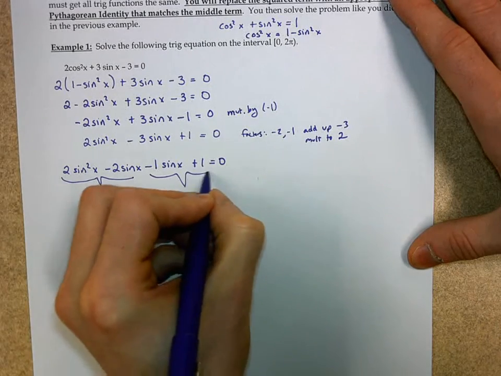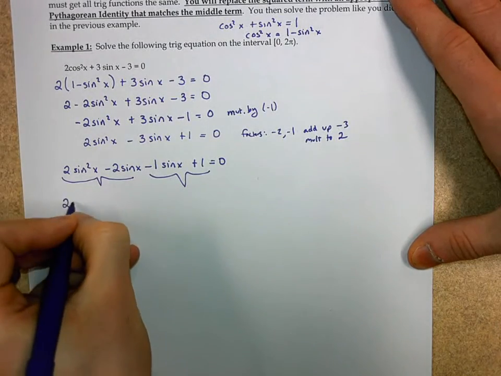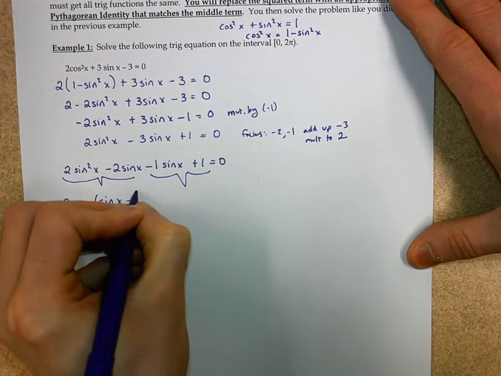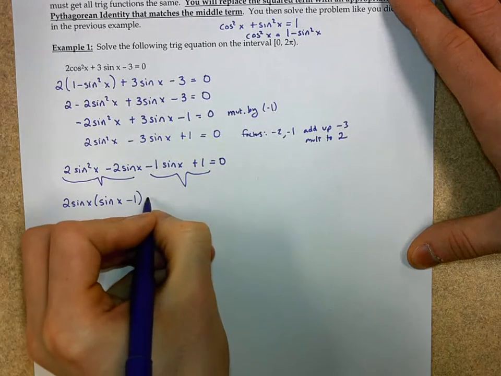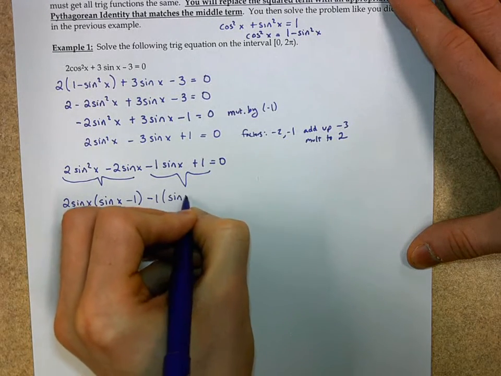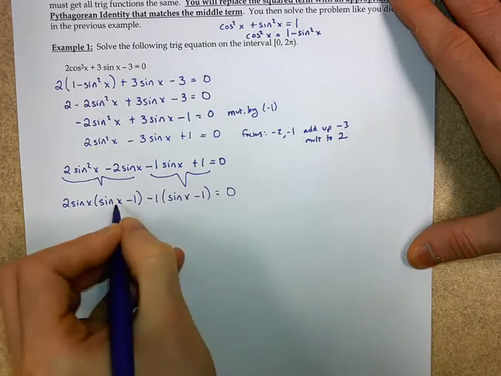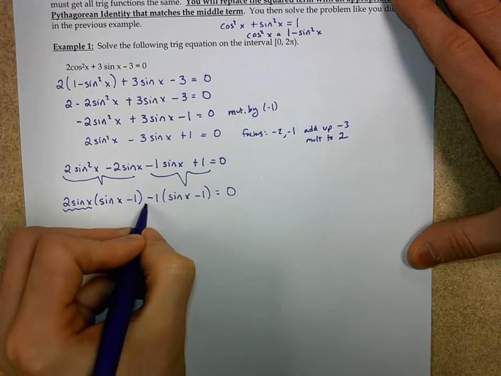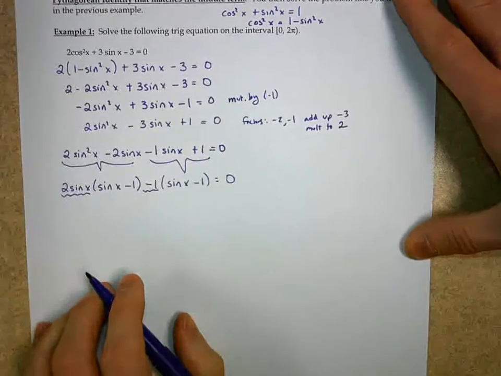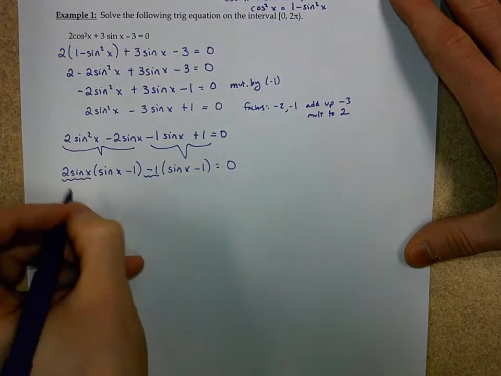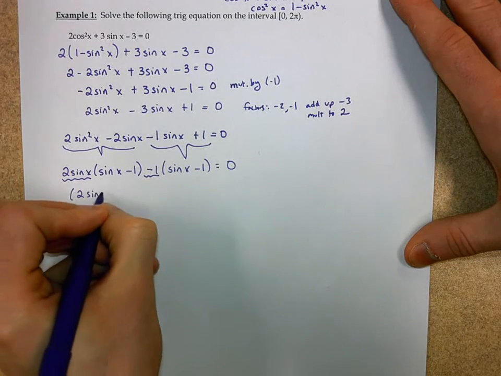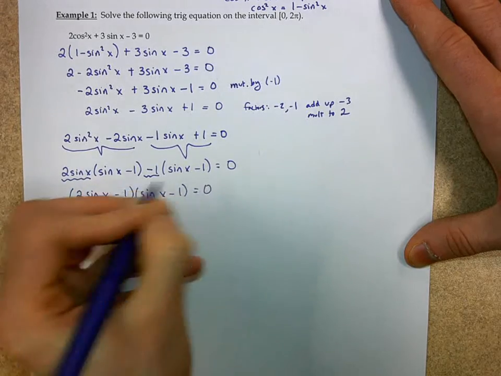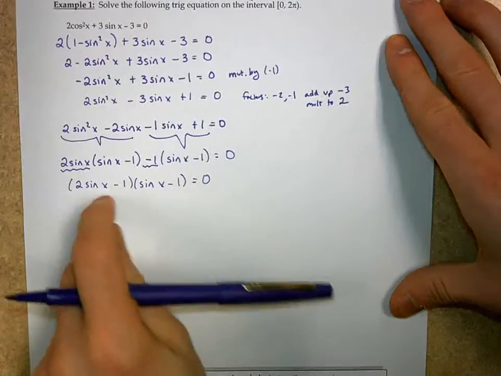Then I can do my factor by grouping. And from the first I can pull out a 2 sine of x. And I'm left with sine of x minus 1. From the back I can pull out a minus 1. And I get a sine of x minus 1, because I need both of those quantities to be equal. Now I can set everything outside the parentheses as one factor, everything inside the parentheses as another factor. So 2 sine of x minus 1, and then sine of x minus 1 is equal to 0.